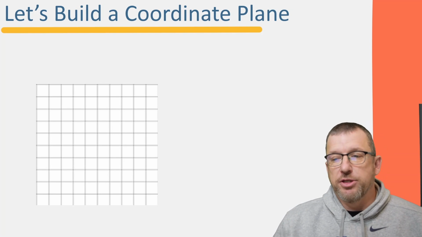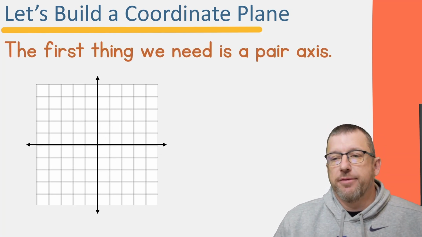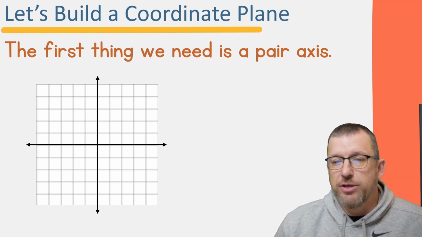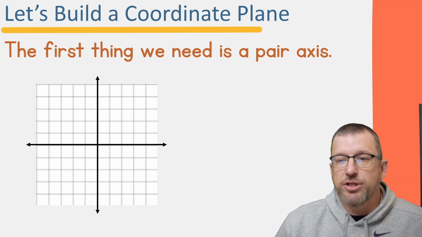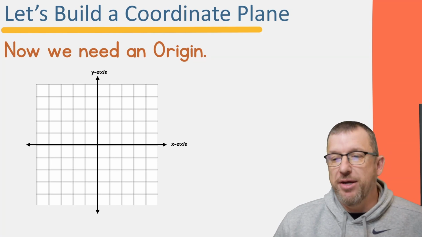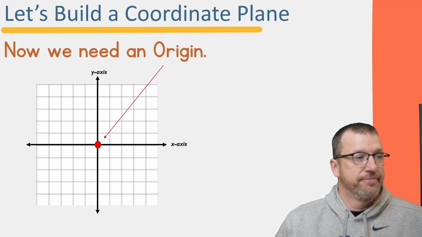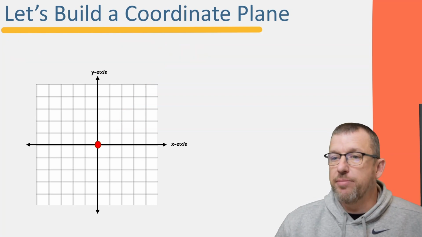Okay, so let's build a coordinate plane using what we understood about that vocabulary that we just talked about. First thing we need is a pair of axes. All right, so here they are. We draw a line going side to side, and we draw a line going up and down, and they intersect at 90-degree angles, okay? And then we label them. Here's our x-axis, goes side to side. It's like the horizon. And here's our y-axis. It goes up and down, okay? So the next thing we need is an origin, which is the middle. It's where they cross, right there. That is our origin.